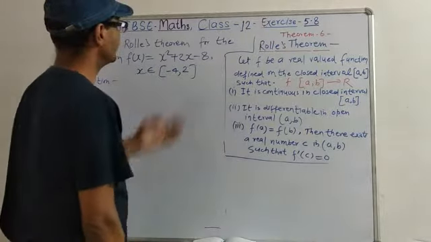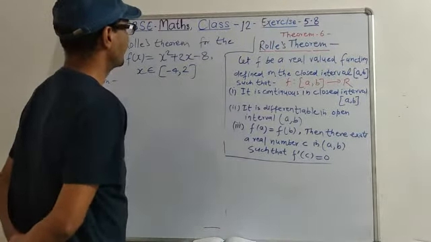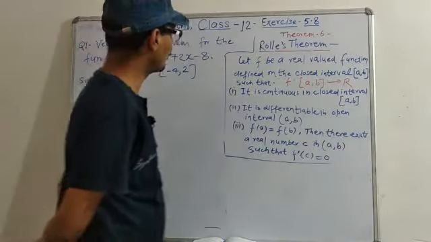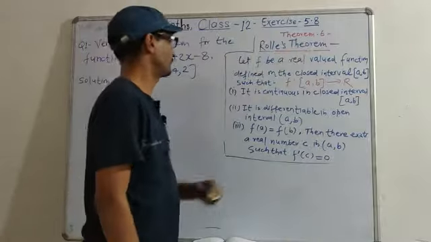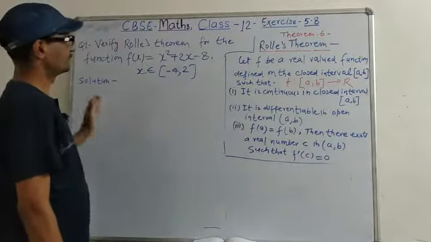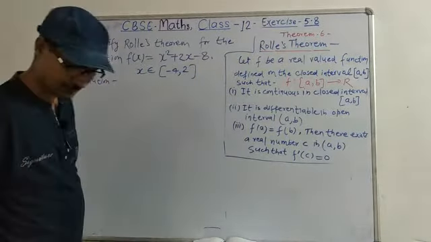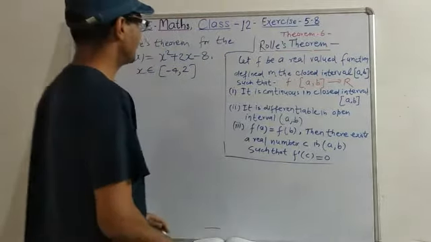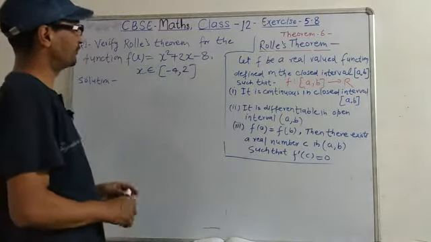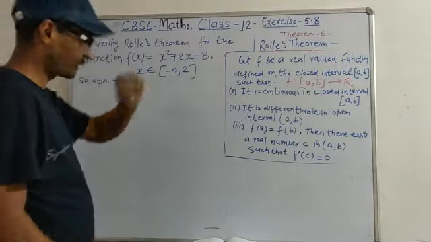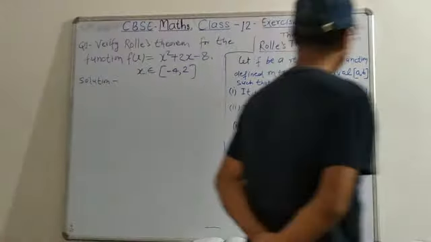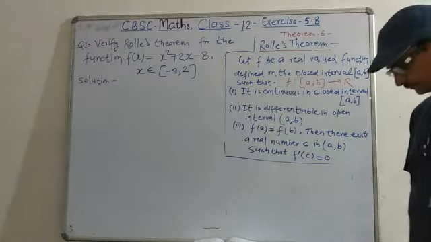We will study exercise 5.8 about first Rolle's theorem. It is in the textbook, theorem number 6, Rolle's theorem, and questions depend on this theorem, and the other theorem is the mean value theorem. After this we will prove the mean value theorem. So let's see here. What is Rolle's theorem?